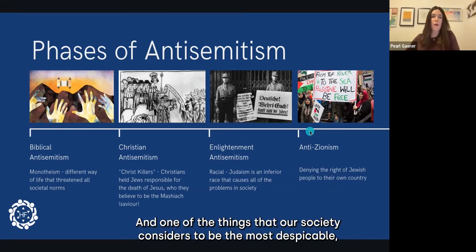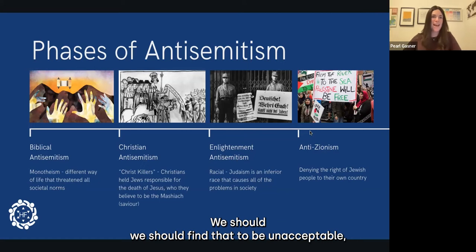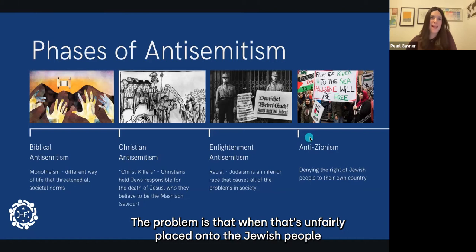Today, one of the things that our society considers to be the most despicable, the worst thing you can be, is discriminatory or racist. And that's a good thing. We should find it unacceptable to be racist or discriminatory. The problem is when that's unfairly placed onto the Jewish people.